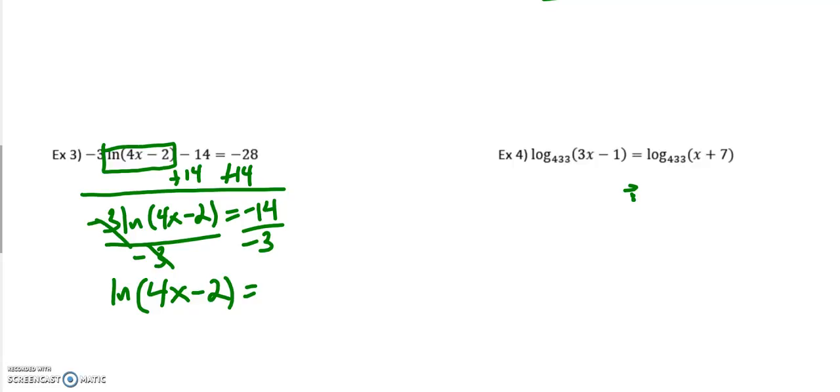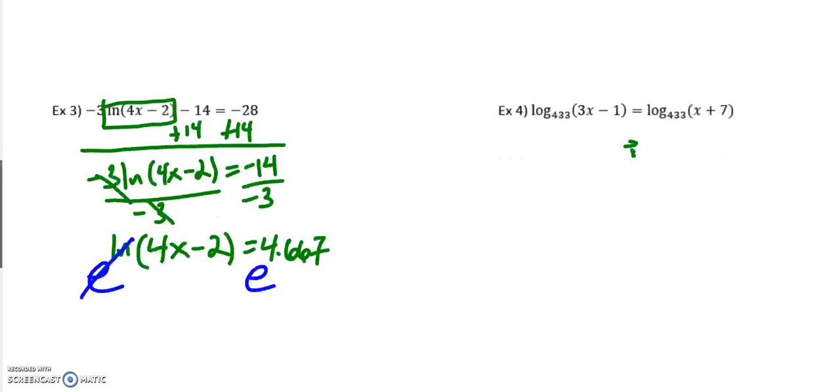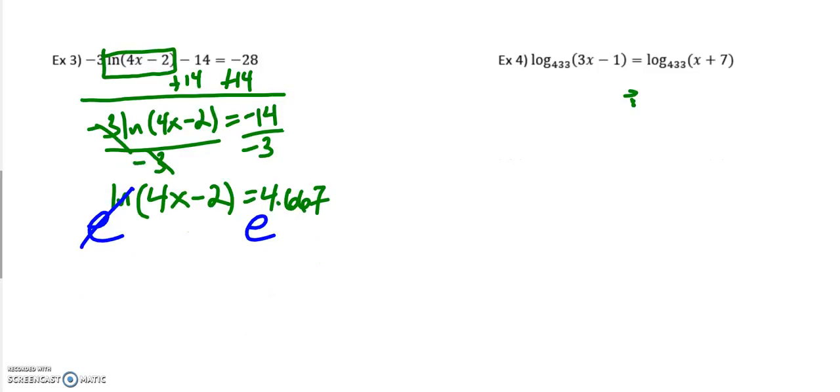I'll use my calculator quick. 14 divided by 3 is 4.667. Now, as soon as I see a natural log, I'm automatically thinking e. So when I exponentiate, I'm going to take and raise e to the power of both sides. I know that e to the natural log goes away. That leaves me with 4x minus 2 equals, and then I have to take e to the 4.667 power.